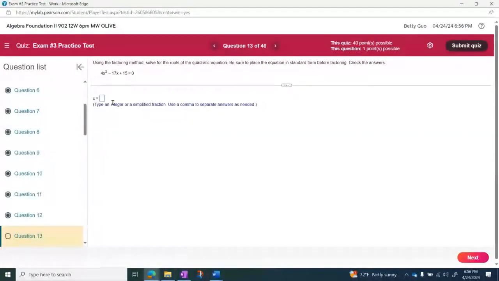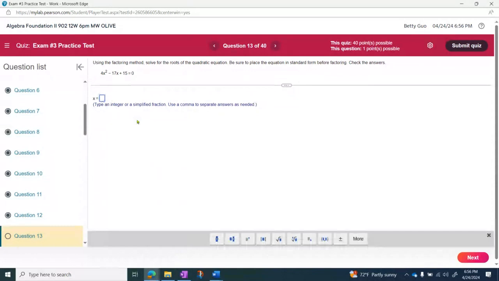So what is the answer again? 5/4. This is a fraction. Comma, 3. Be very careful. I need to double check, did I enter comma or dot? Let me just do it again. Comma. If you enter a dot there, it's also treated as wrong.